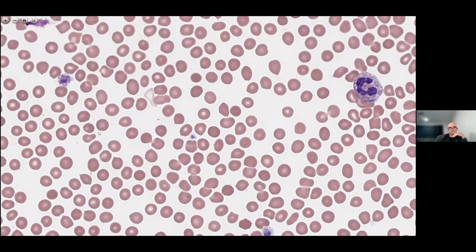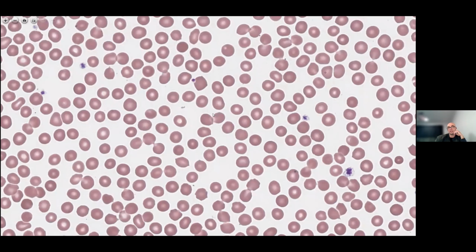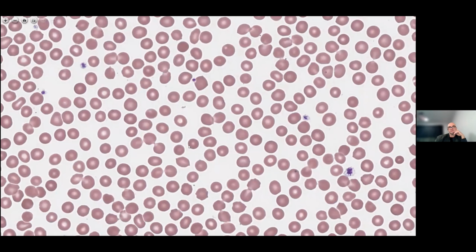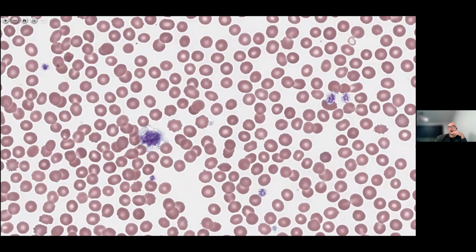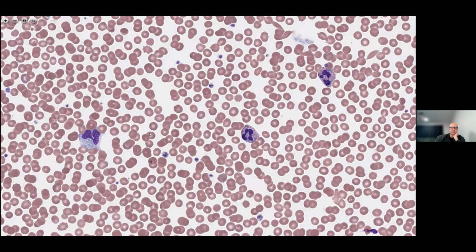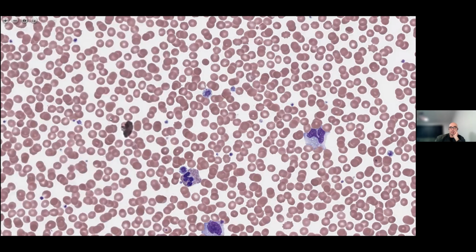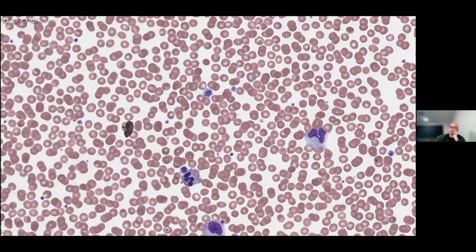So now we're going to be asking ourselves, here's a nice giant platelet. What could be going on here? Could this patient have ITP, an idiopathic thrombocytopenic purpura? Or could there be something else going on? They're a 13-year-old female, so adolescent. They probably haven't had many blood tests in their life. This might be a first finding.